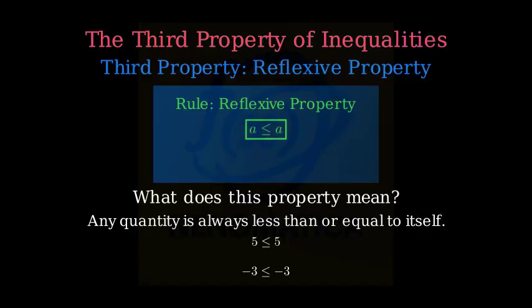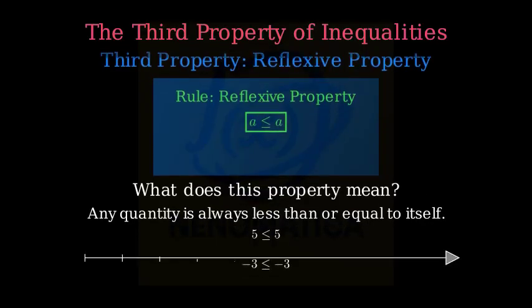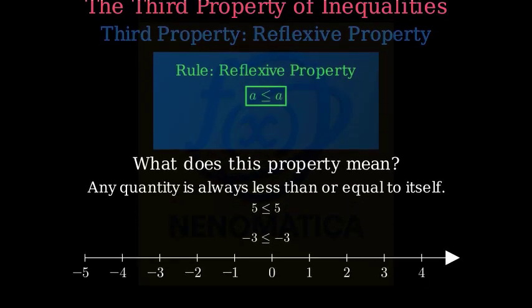Let's visualize this property on a number line. Consider any point a on the number line. According to the reflexive property, a is less than or equal to a, which means that point is to the left of or at the same position as point a. Since a point can't be to the left of itself, it must be exactly at the same position. That's why we use less than or equal to rather than just less than.